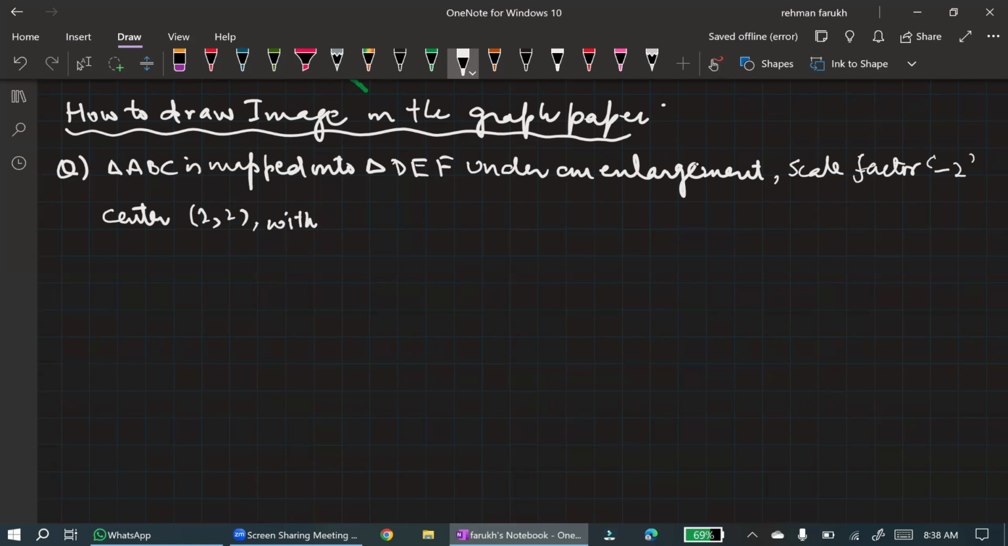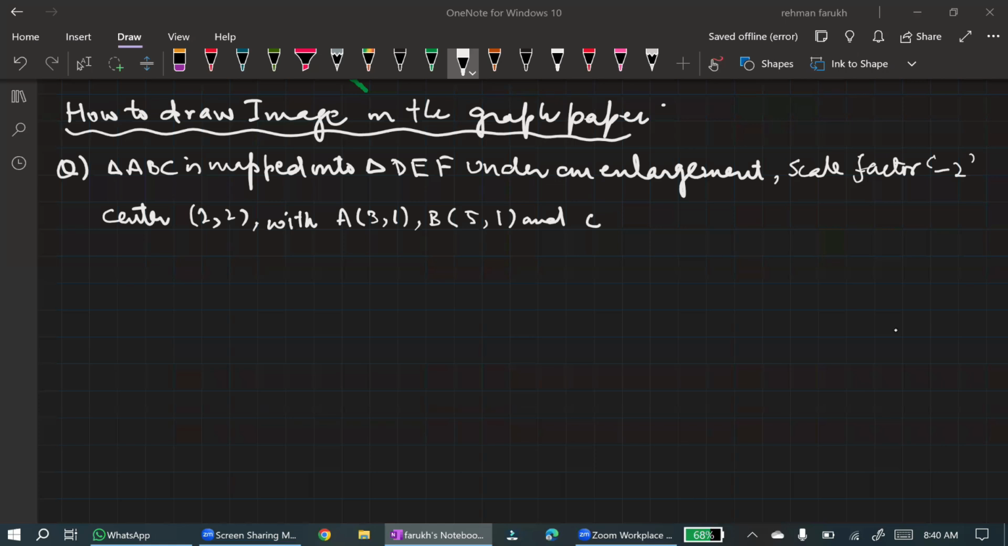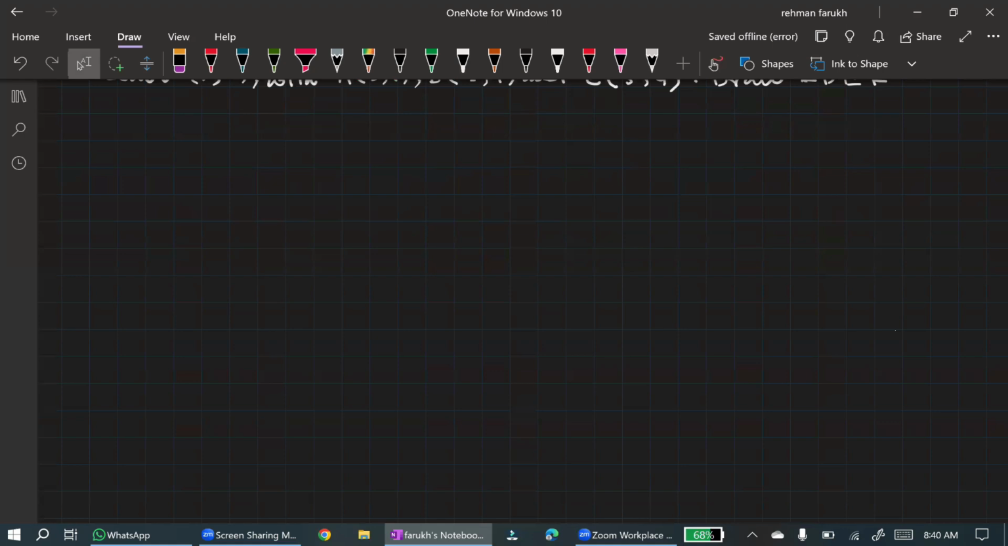A has the coordinates 3, 1, B 5, 1, and C 5 and 4. Draw the image triangle D, E, and F.